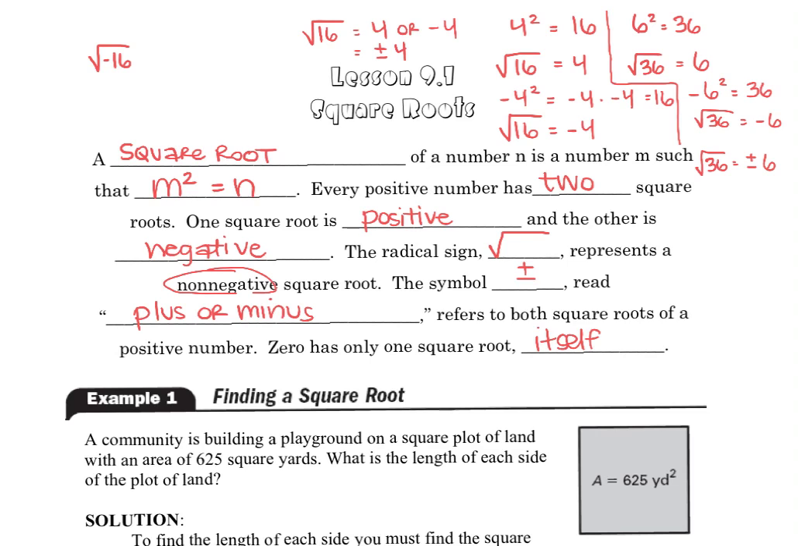And so this does not exist in our real number system. That would actually be what's called an imaginary number, which we're not going to get to in detail. But what you need to understand right now is that you cannot take the square root of a negative number. That does not exist. All right, so let's move forward and start using some of these square roots.